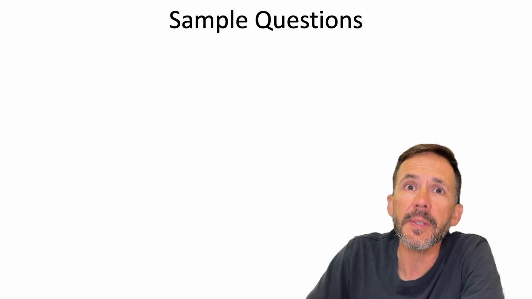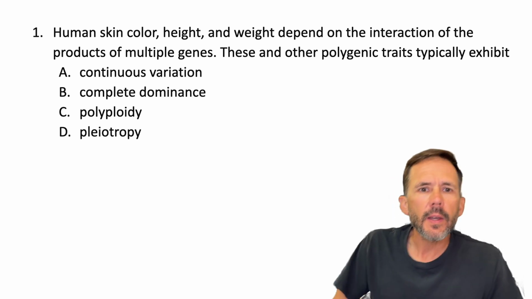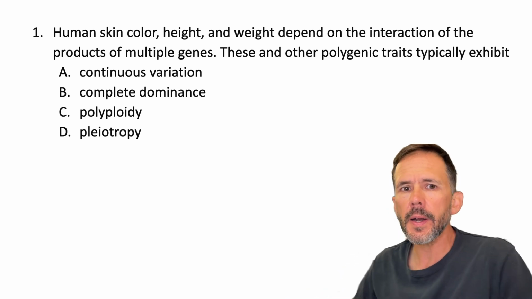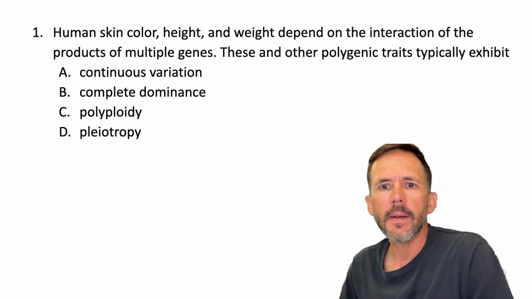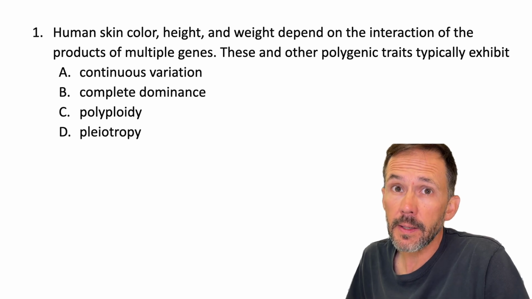All right, we'll be going through some sample questions now. All right, with the first one, human skin color, height, and weight depend on the interaction of the products of multiple genes. These and other polygenic traits typically exhibit.